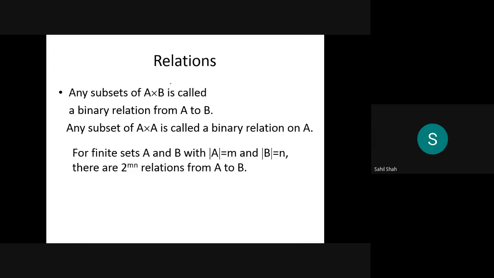So what is a relation? Any subset of A cross B is called a binary relation from A to B. In a similar manner, if we have to define a binary relation on a single set, we need to take the Cartesian product of that set. Any subset of A cross A is called a binary relation on A. For finite sets A and B with individual cardinalities m and n respectively, there will be 2 raised to mn possible relations from A to B. This was the point which I discussed recently.